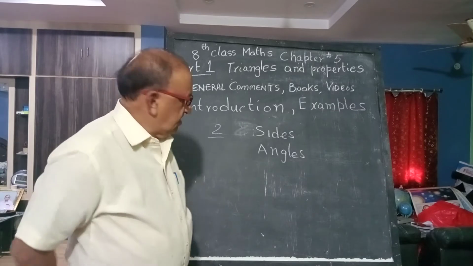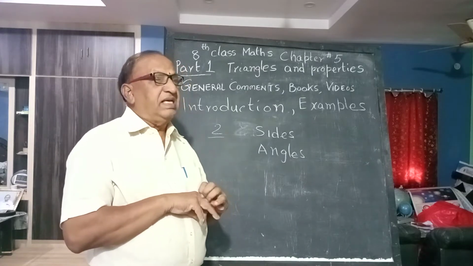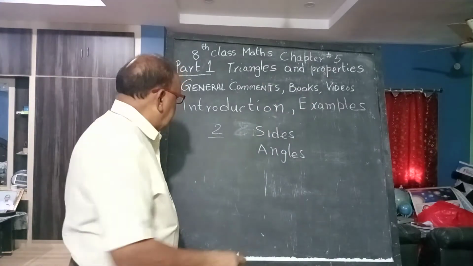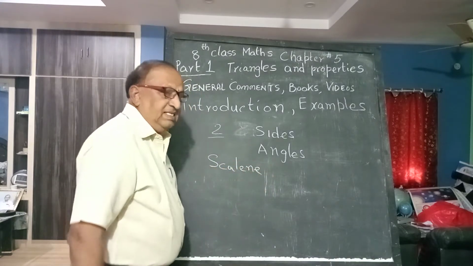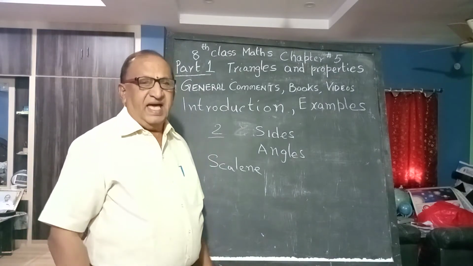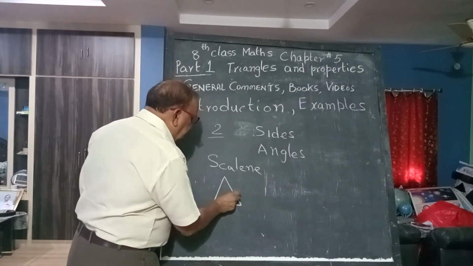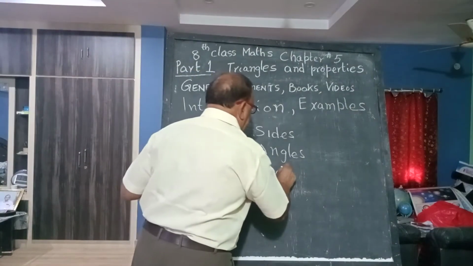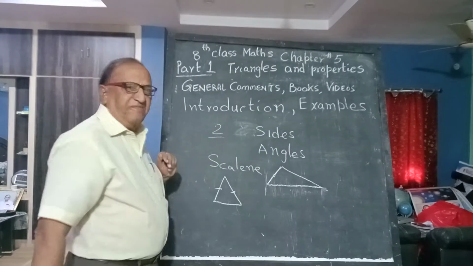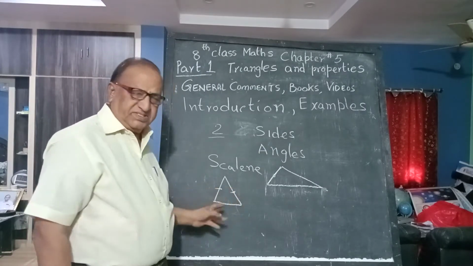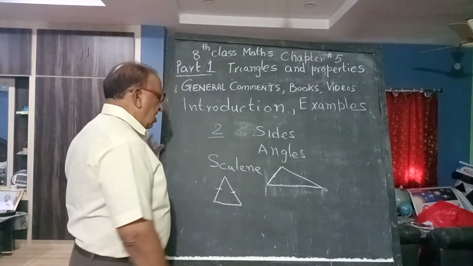A triangle, based first of all on the sides. The sides of the triangle can each be different, then it is called a scalene, S-C-A-L-E-N-E, scalene triangle. Scalene triangle is this one, where the three sides are different. Whereas in case two sides of a triangle are equal, then it is called isosceles. How do you spell it?